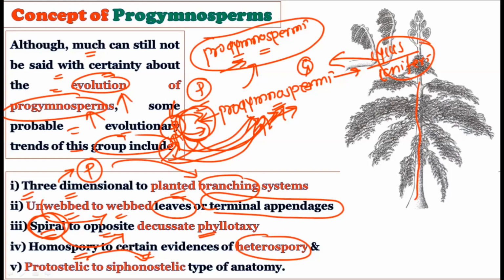So this transition has definitely occurred: from the three-dimensional to the planated branching, from unwebbed leaves to webbed leaves, from spiral phyllotaxy to opposite decussate phyllotaxy, from homospory to heterospory, from protostelic to siphonostelic. This transition has occurred, but how it occurred, we don't know. What type of environmental conditions were there? How did time allow these plants to get converted into a new kind of plant? The exact sequence we do not know, but we know that such things happened in these plants. All these five kinds of transition actually occurred. So this is how the evolution of the progymnosperms may have taken place from the pteridophytes.